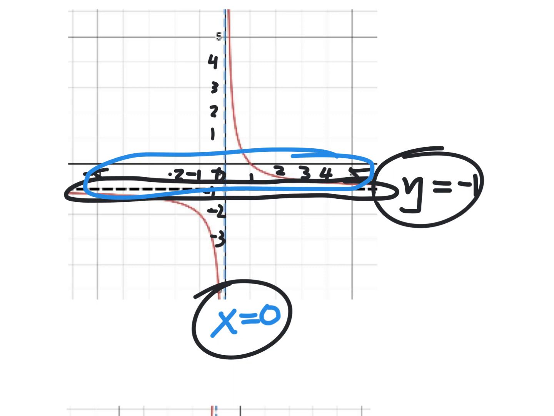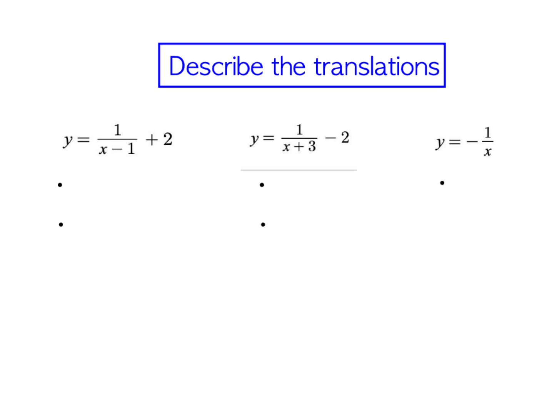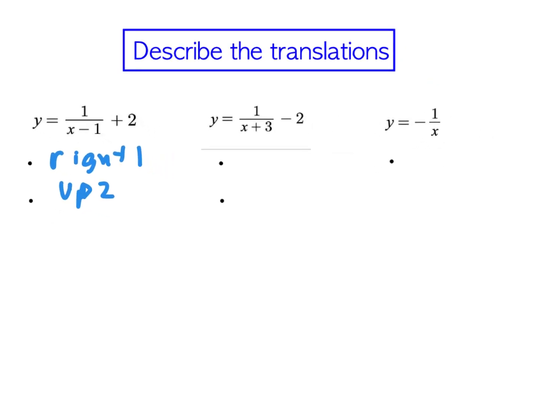Okay. Questions or comments? Anything? All right. Then let's move on to the next page. If you had to just describe what's happening to this in words like right, left, up, down, this first one, I'll help. It would have been right 1 and up 2. You could have said that in either order. Could have started with up 2 and then said right 1. Would you please tell me the others?